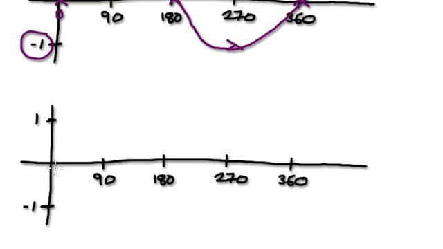So cosine, when it's 0, the width here would be 1. And when it's 90, the width will be 0. When it's 180, negative 1, 0. 360, it will be back to 1. So it will look something like this.